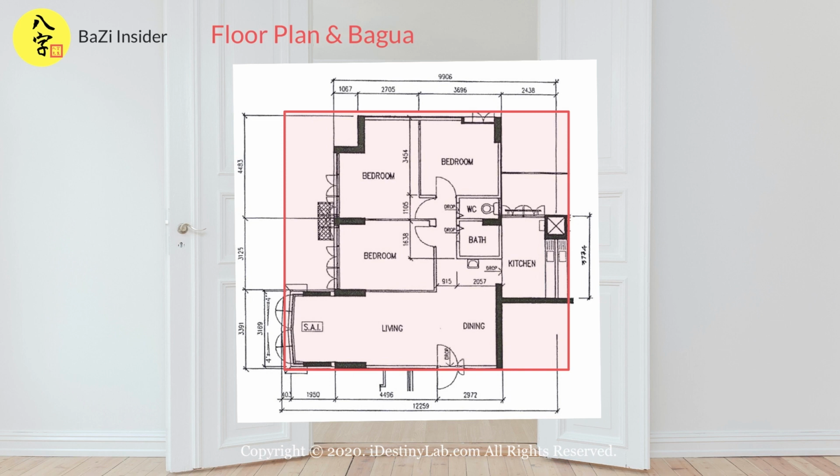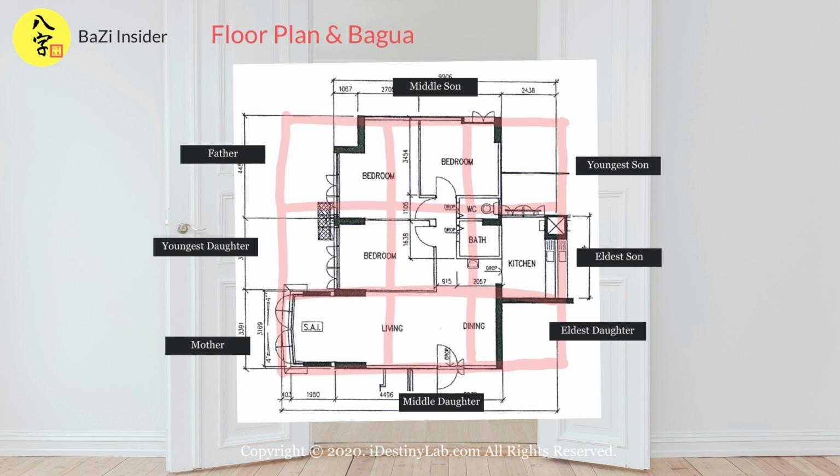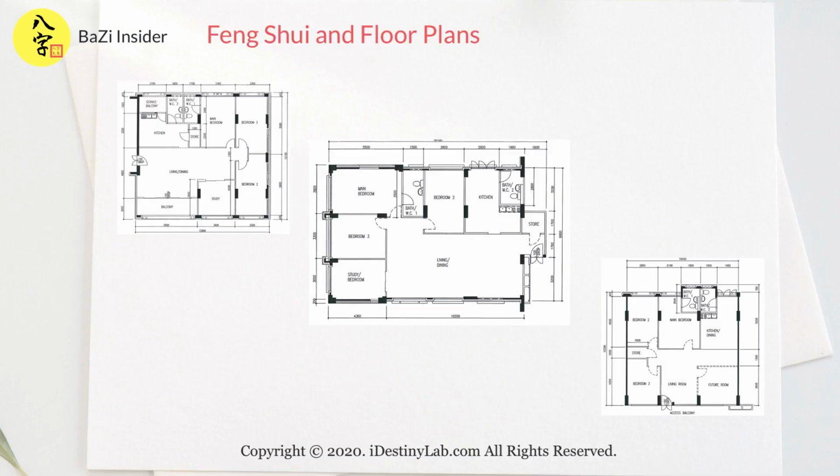So let's take this unit for example. Straight away you can tell that the father, youngest daughter, youngest son, and eldest daughter would likely be affected. I use the words would likely as much more analysis is required. So now let's go through some of the good and bad floor plans.